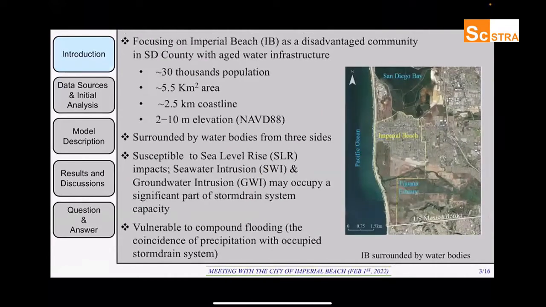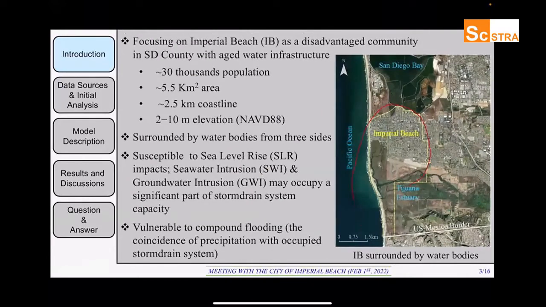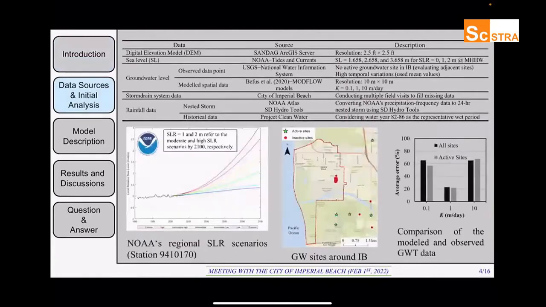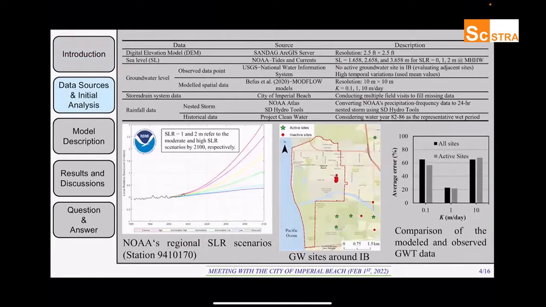Our case study is Imperial Beach, in the southwest of the United States near the US-Mexico border, a disadvantaged community. We have projections showing we can expect around 2 meters of sea level rise by the end of the century in this area. And we have done data collection from different sources, as you can see, for flooding importance and sources.